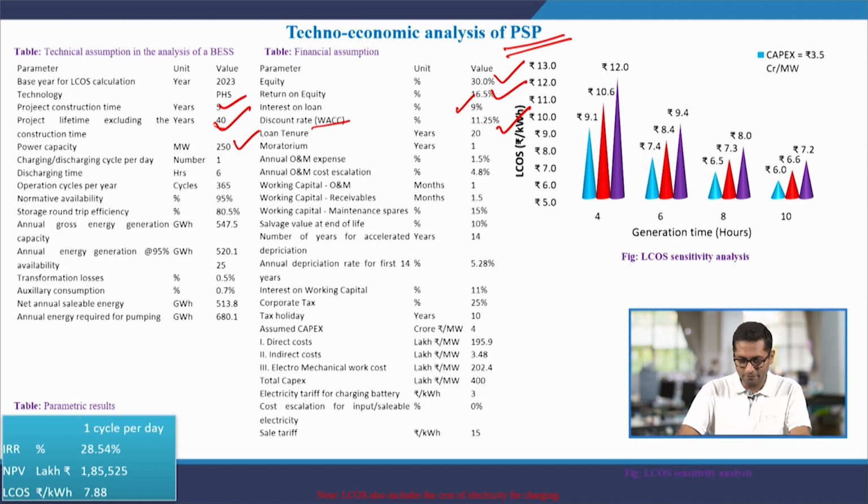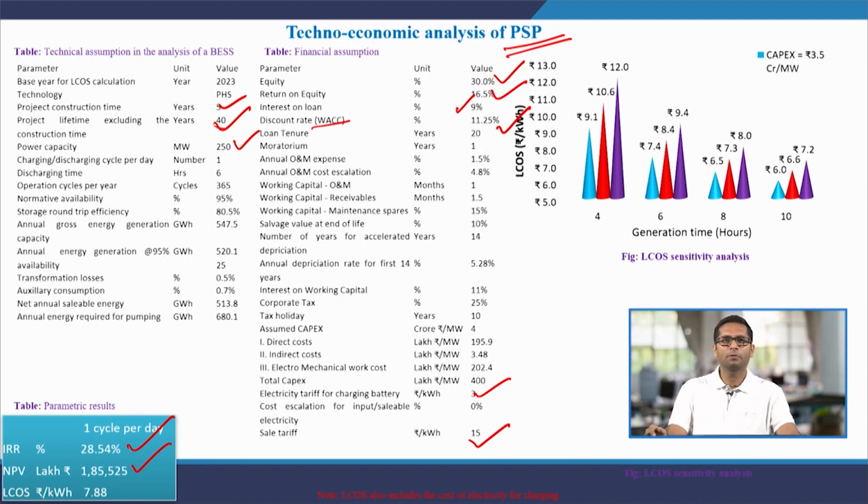In this case, I have assumed that the electricity that is used for charging is coming at around 3 rupees, and the sale tariff is assumed to be 15 rupees. So this is a hypothetical scenario, and based upon this, I have calculated 3 different results, which are the internal rate of return, the net present value in lakh rupees, as well as the LCOS, which is 7.88 rupees, which includes the charging rate of electricity.